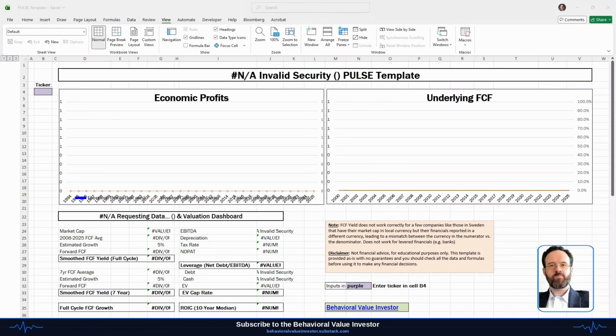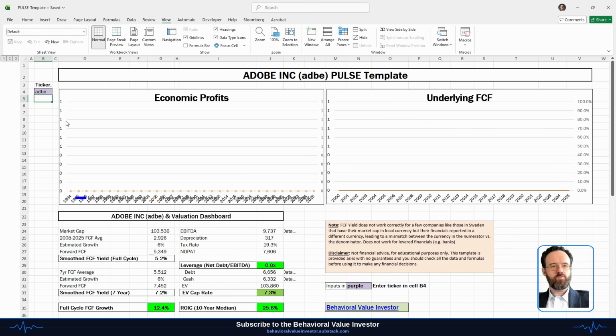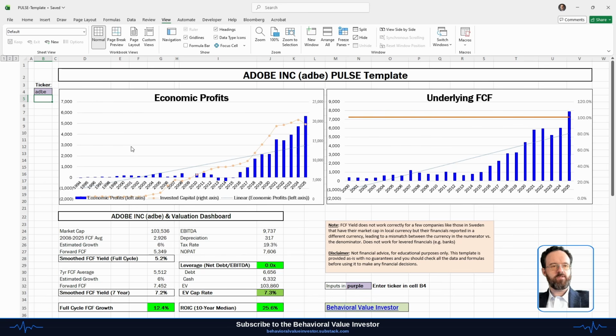I'm going to switch to the Excel and let's check it out. So you can see here that the framework is starting empty, just so you don't think I'm pre-populating these. And let's type in the ticker, which for Adobe is ADBE. And if we give it a few seconds for the data to pull in, you should start seeing it any minute. Here we go. So we're going to go through the PULSE elements.